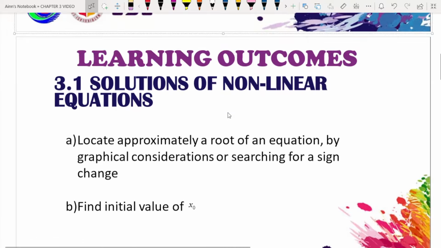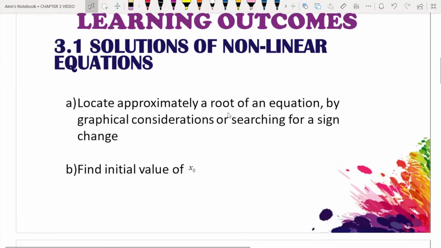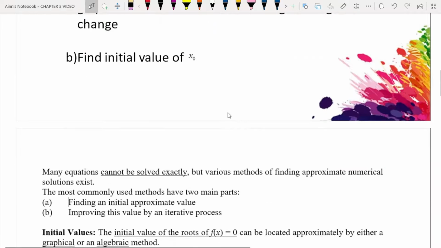In this video, we will learn Chapter 3.1 Solutions of Nonlinear Equations. The learning outcome for this video is to locate approximately a root of an equation by graphical consideration.